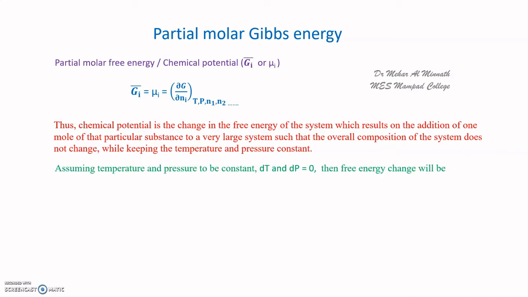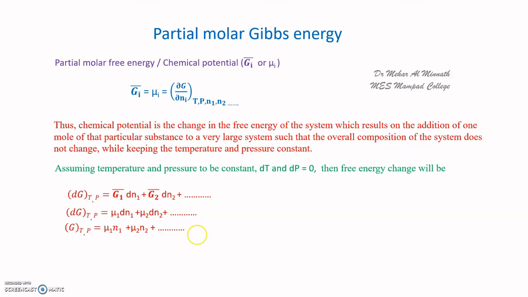Now when we keep temperature and pressure constant, dT and dP will be 0. Then the free energy change will be dG at constant temperature and pressure equals G1 bar dn1 plus G2 bar dn2, what we have written earlier for the general case. We can also write it as mu1 dn1 plus mu2 dn2, if you are using the term mu for the chemical potential. And by integrating, you get G at constant T, P is equal to mu1 n1 plus mu2 n2 plus etc., or n1 mu1 plus n2 mu2, like that.